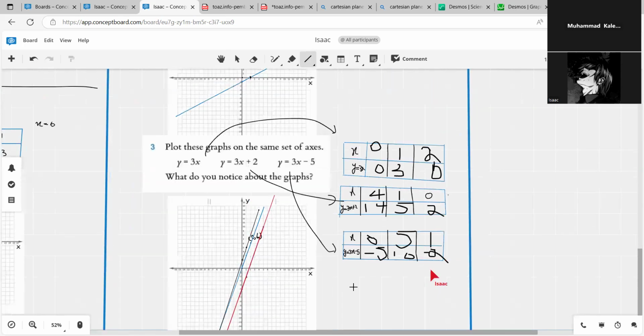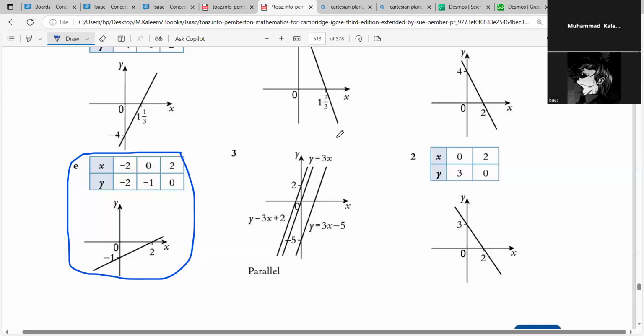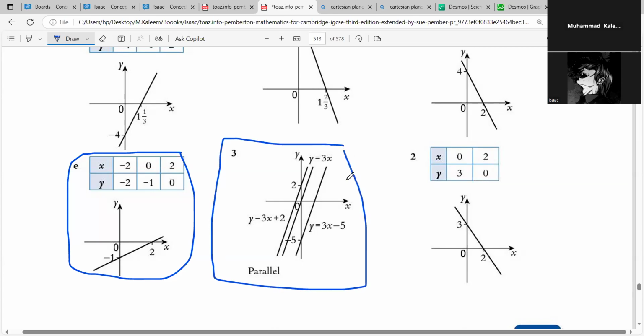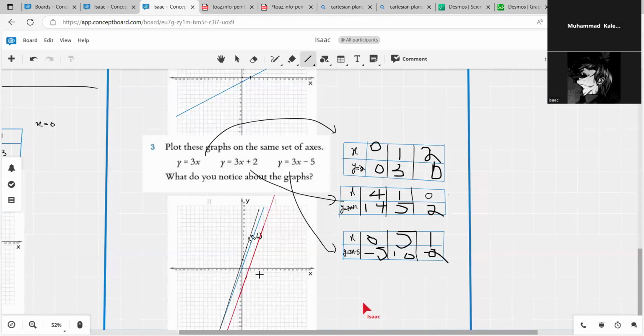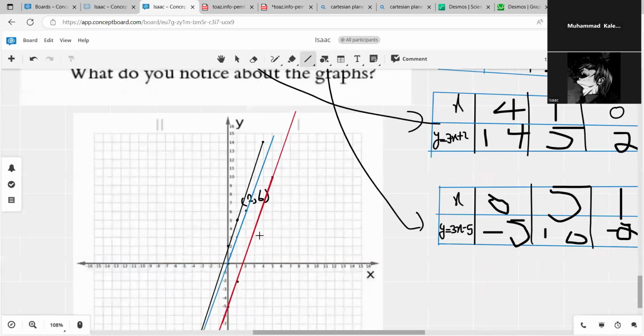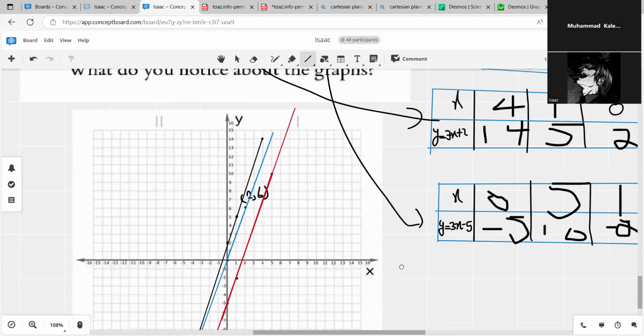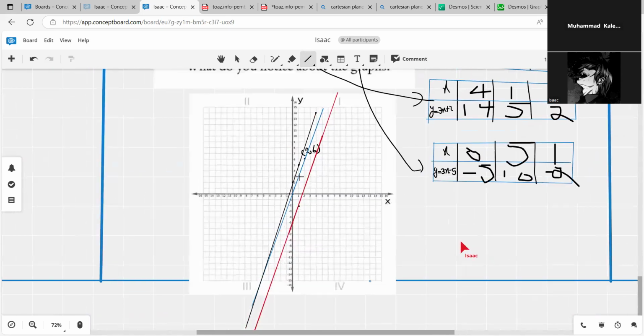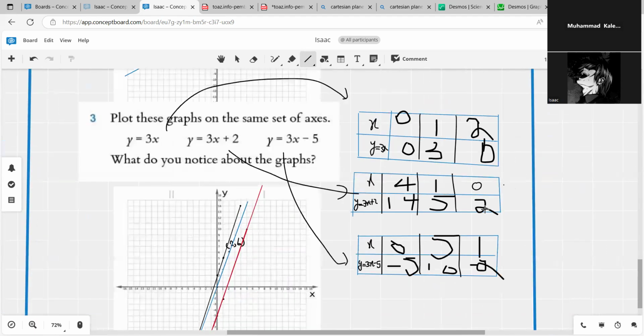That's all. What do you notice about these graphs? Let's see what's the answer. You can check on the Zoom the answer. These are parallel, but in our graph, we are not getting this parallel. I think we made a mistake. From here, it looks like parallel, but I have a doubt on the black one. Black is for the second one.